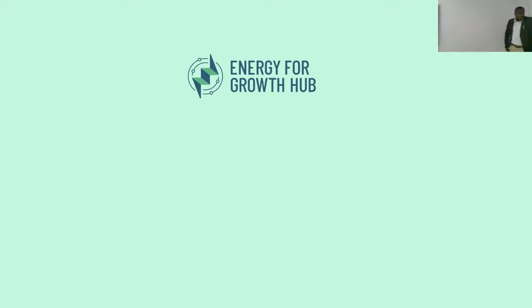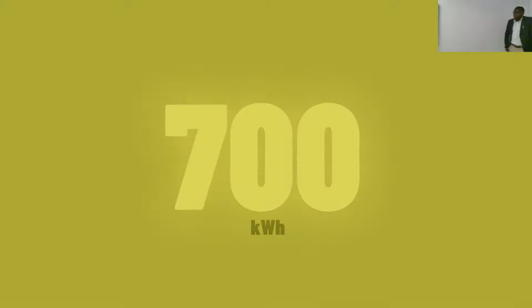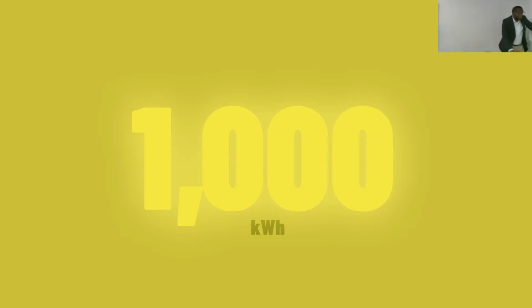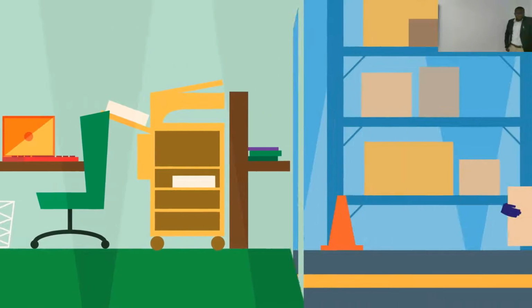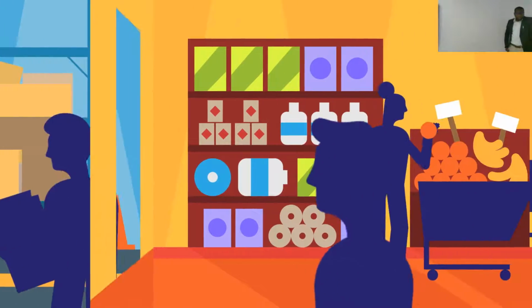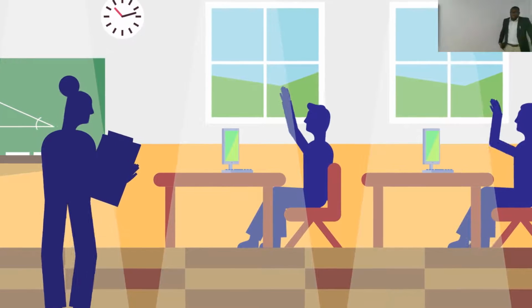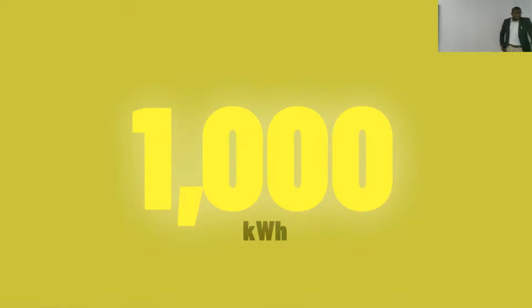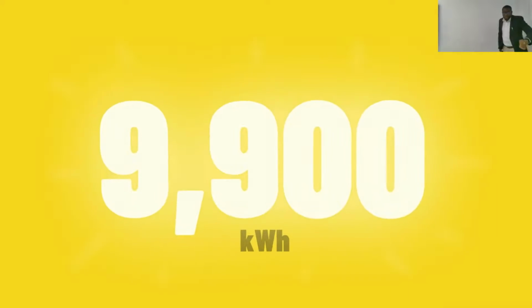We established the modern energy minimum. Every person deserves at least 1,000 kilowatt hours of electricity per year. Just keep at the back of your mind that 1,000 kilowatt hours means all kinds of new jobs that pay more and grow the economy. The modern energy minimum means a better life, more opportunity, and a brighter future. But this is only the beginning. Ultimately, everyone should reach 5,000 or even 10,000 kilowatt hours.